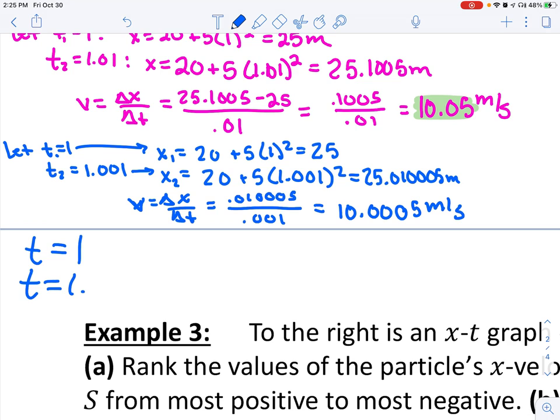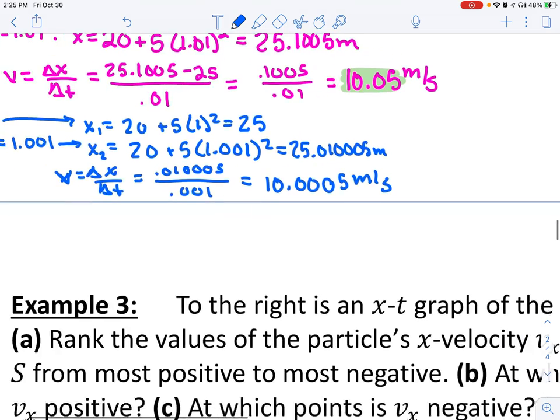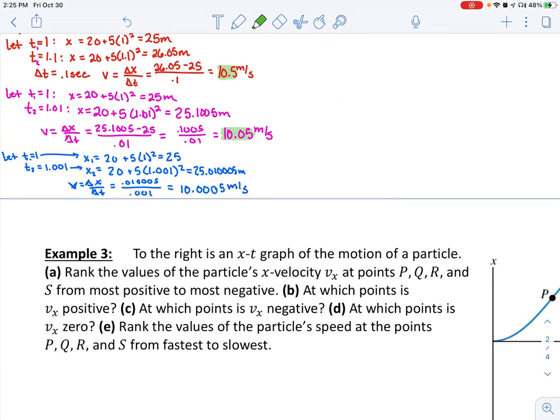Now, if I really was a jerk, I could make you do t equals 1 and t equals 1.0000001 and see what happens. But what we've done is probably enough for you to be able to say that they are converging. Oh, good math word. They are converging, this one and this one. These are converging to be about 10-ish, right?